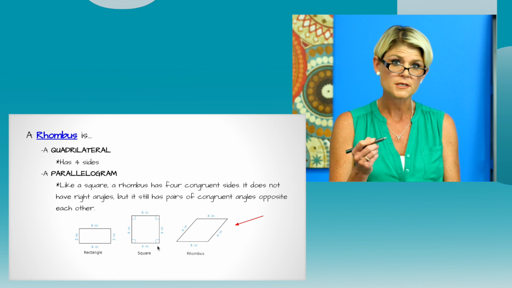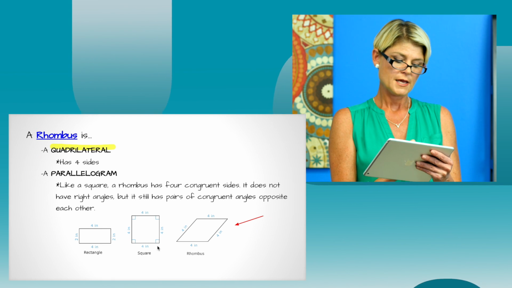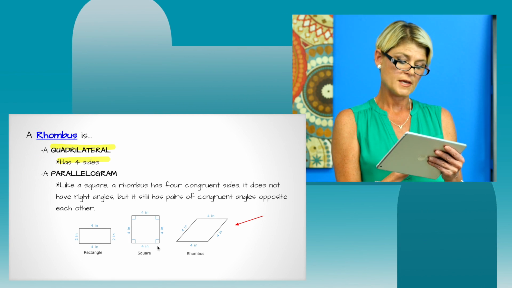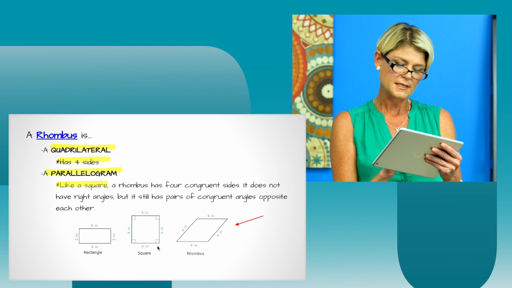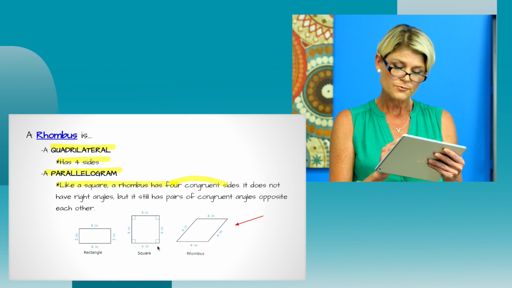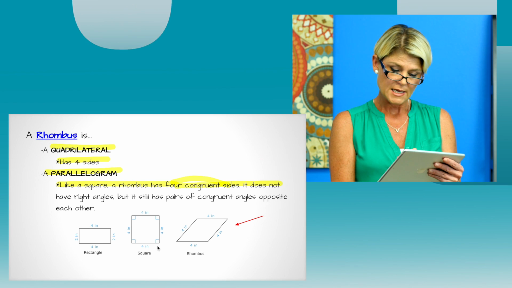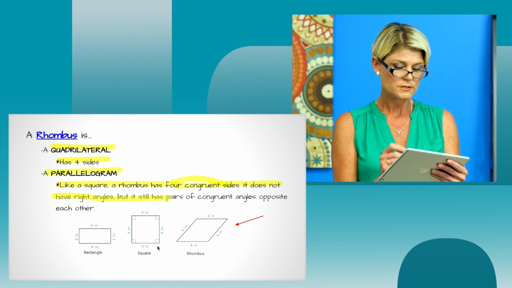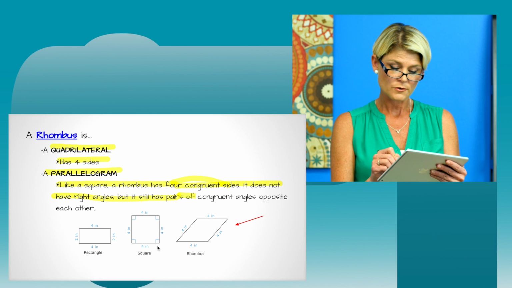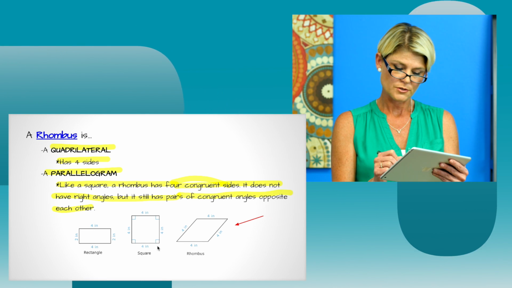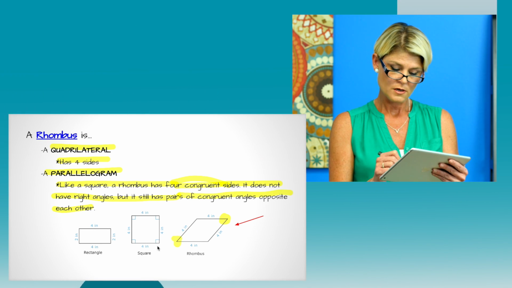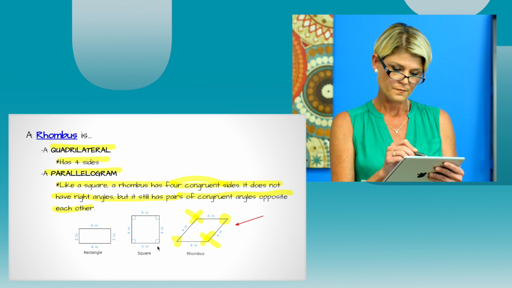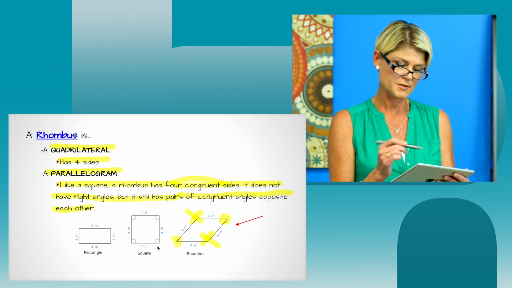All right, now a rhombus is a quadrilateral. It has 4 sides, and it's a parallelogram in that it's like a square. A rhombus has 4 congruent sides. It does not have right angles, but it has pairs of congruent angles opposite each other. That would be here and here, and here and here. So it is therefore a parallelogram as well.